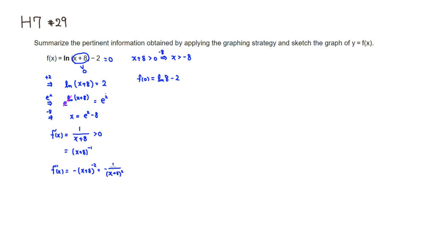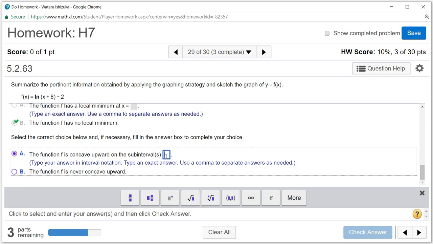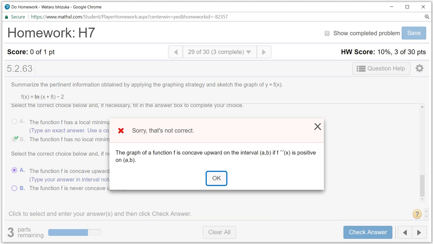squared. Alright, and this is actually always negative, right? Because there's a negative sign, 1 is always positive, and there's a square, so it's going to be positive. So this is going to be always negative, which tells you that it's concave upward on its domain. So function is concave upward on the subinterval, which is the domain. So I'm going to just type in -8 to infinity. Then check the answer.